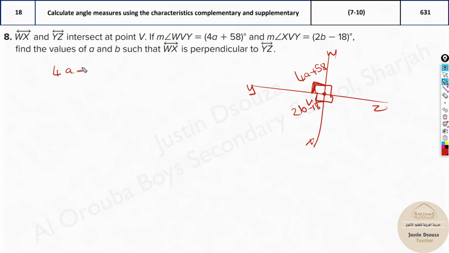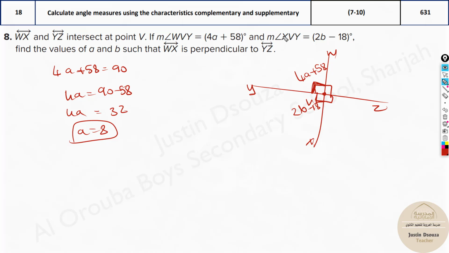So I know 4A plus 58 must be 90 degrees. Solve it. 4A is equal to 90 minus 58. We will have 32 over here, and over here it's 4A. A is equal to 8. But they have asked to find A itself. Because obviously this is 90, I thought we had to substitute back and solve. No, don't do it, because if you substitute back A to be 8, it will be 90 degrees. We already know that.